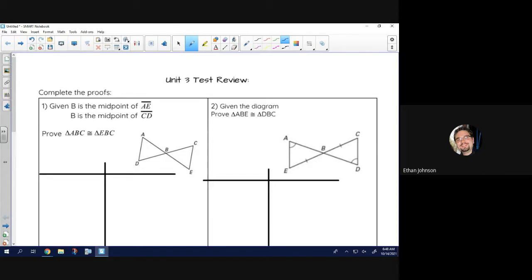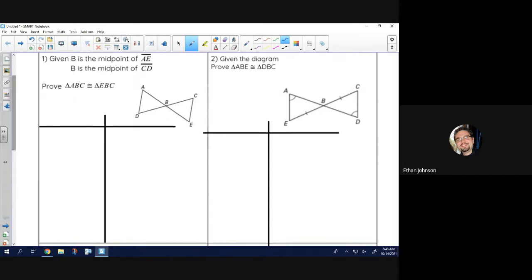So today we're going to be looking at Unit 3 review. Unit 3 was all about triangle congruencies and triangles. So, first up is some proofs. Number 1. Remember, for proofs, we have a statement column and a reason column.